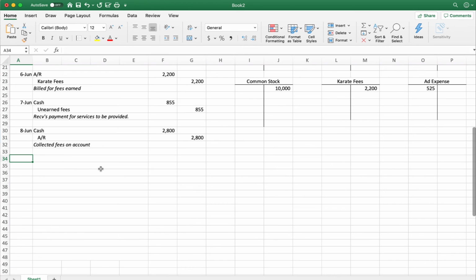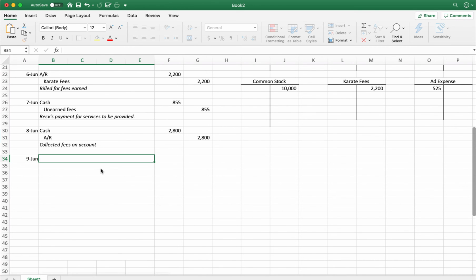Skip a space between your journal entries. 6/9, what happened? Paid $275 to repair damages to wall caused by an errant kick. Wow. Okay? Somebody kicked the wall and it broke, all right? So we have to repair our studio, right? What are we doing? Well, we're paying cash, so cash gets a decrease. But this is a repairs expense. I'm repairing something. I'm using cash to fix something.